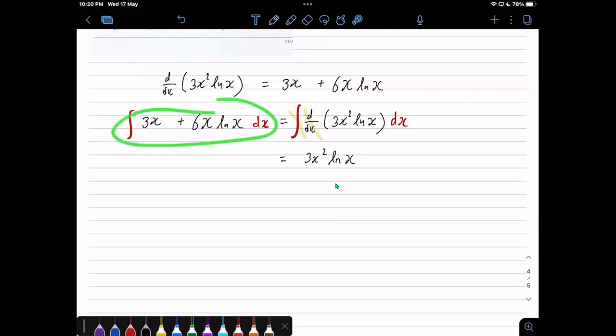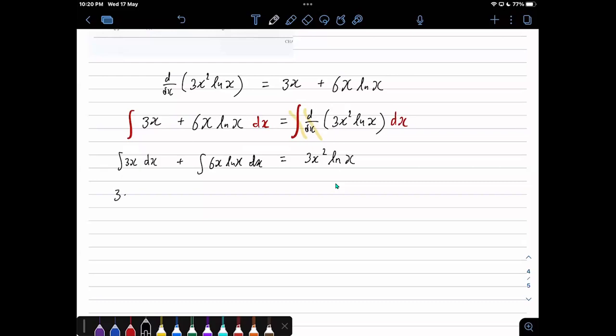Over here, on the left side, when you have a plus sign in between, what do you want to do? Plus sign in between can split. So integrate the first guy, 3x dx, plus integrate the second guy, 6x ln x dx. What's the integral of 3x? Take down the 3 first. Integrate x.